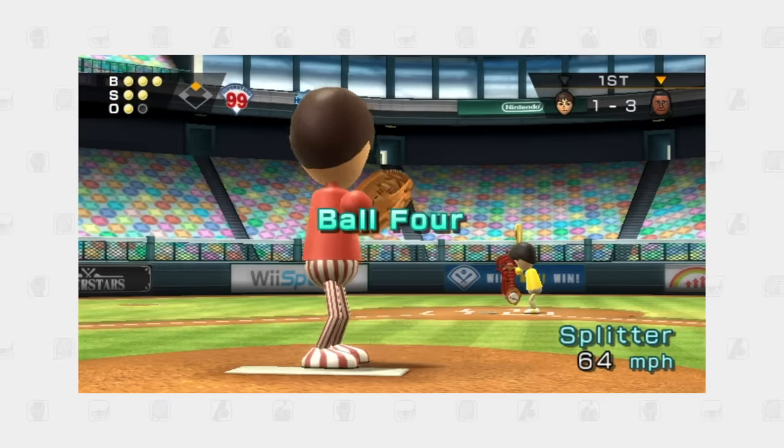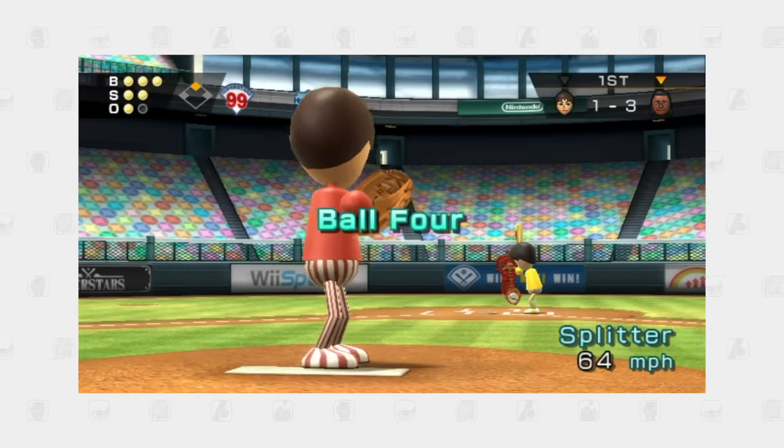However, the Wii Sports CPUs are not programmed to be smart enough to figure that out, and will very often swing at splitters anyway. The splitter is so effective because it's a generally low risk and high reward pitch. However, there is one big downside to always throwing splitters that I haven't mentioned yet, which is that throwing a splitter has a chance of an error and will instead throw a slow fastball down the middle.